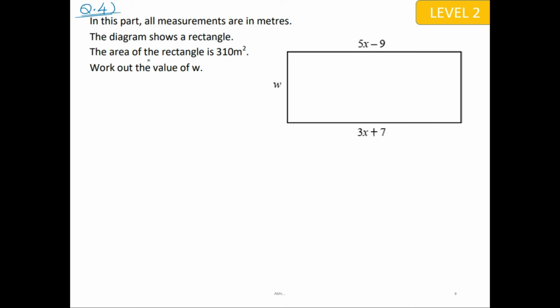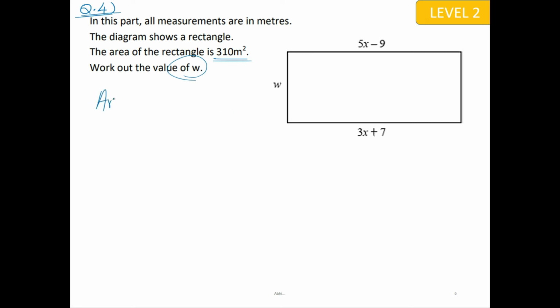Question 4 is different from what we did earlier. Here you can see two variables coming in the figure. Let me read the question. In this part, all measurements are in meters. The diagram shows a rectangle. The area of the rectangle is given to you, which is 310 meters squared. Work out the value for W.